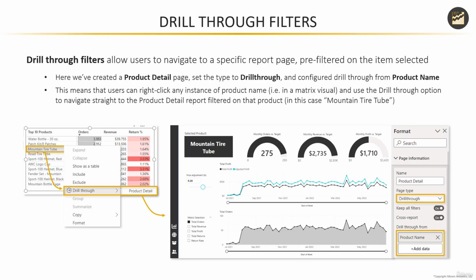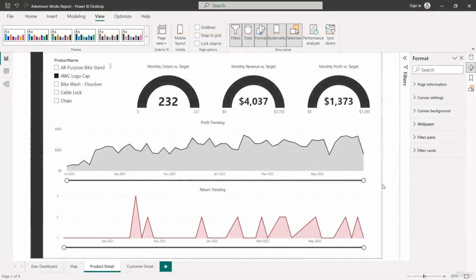So this is a really handy way to tie your report pages together and add some really cool interactivity. So let's go back into our AdventureWorks report and let's see if we can apply this same example to our own product detail page. All right, so here we are in the product detail report.